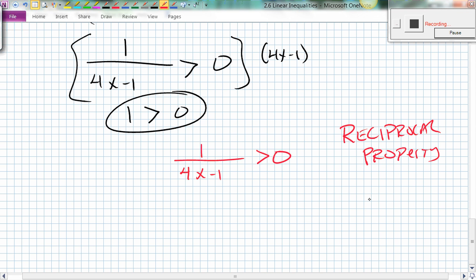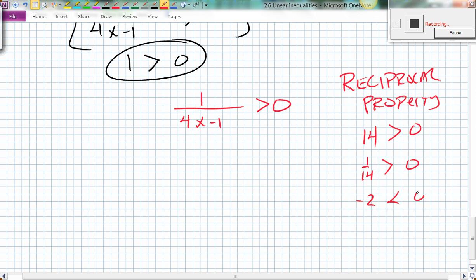Now, somebody pick a number. Let's pick a positive number. 14. Do you agree that 14 is greater than 0? What is the reciprocal of 14? 1/14. Do you also agree that's greater than 0? Pick a negative number. Negative 2. Is that less than 0? What's its reciprocal? Is that also less than 0? Turns out that if any number is greater than 0, its reciprocal is also greater than 0. And likewise, if a number is smaller than 0, then its reciprocal is also smaller than 0.